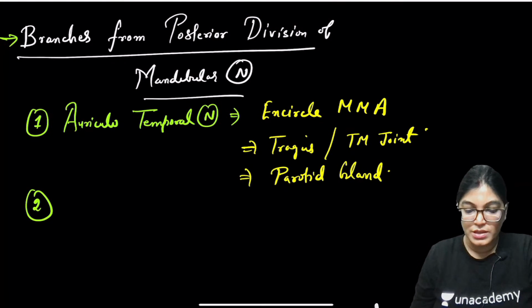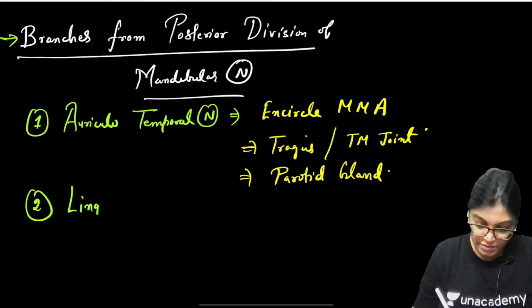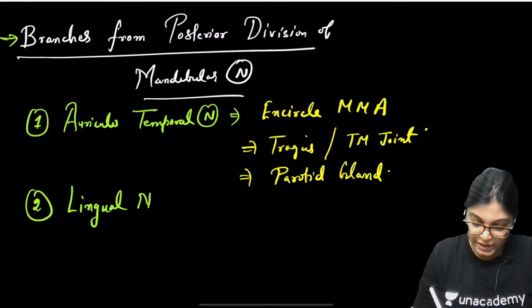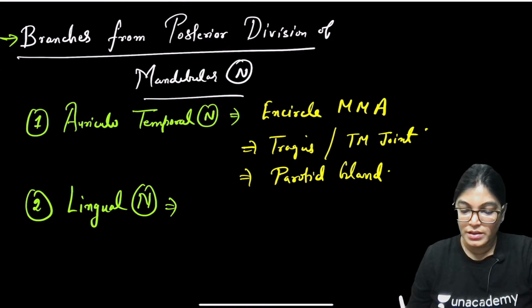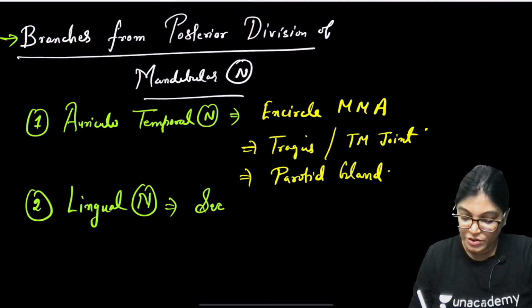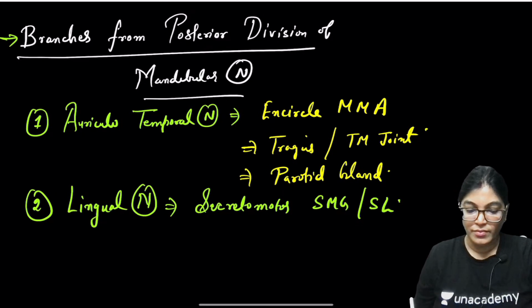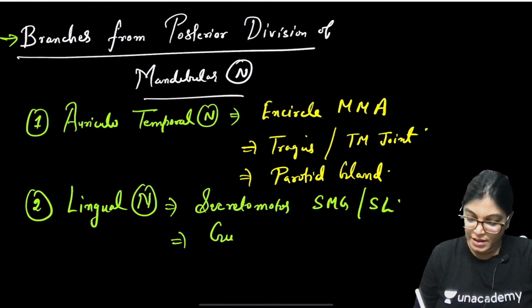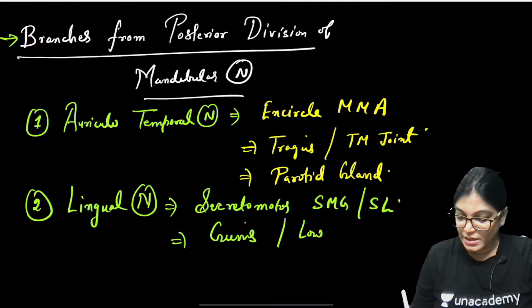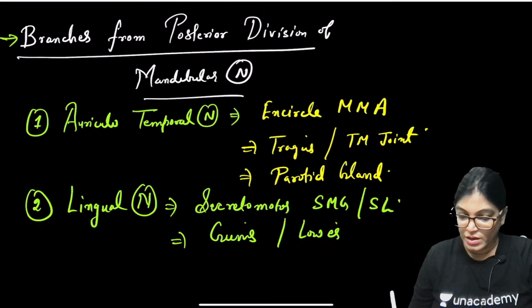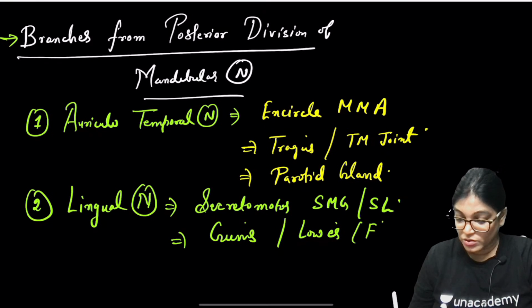The second branch is lingual nerve. Now lingual nerve is giving secretomotor fibers to submandibular gland and that of sublingual, and it is supplying the gums and it is also sensory to the lower part of the floor of mouth.